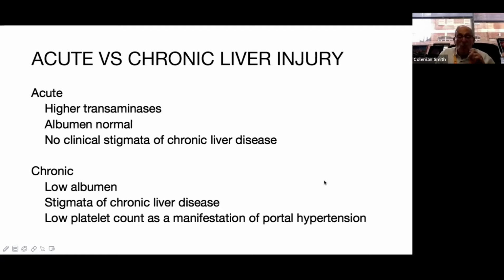If you had to do one non-invasive test to diagnose cirrhosis, I would choose platelet count, because that actually has the best predictive value of the presence or absence of cirrhosis. Remember, of course, that you can have low albumin and low platelet count for non-liver disease related things as well. But in the context of chronic liver disease, these are important clinical findings to look at.